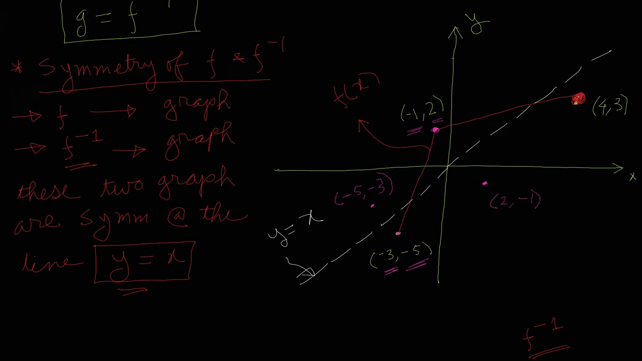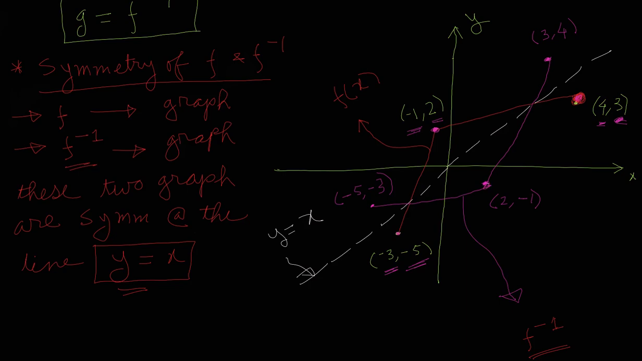Let's now look at the third point. For my third point, my x is 4, y equals 3. So for the mirror image point, my x will be 3 and y will be 4. So I already found all the 3 points. So now the only thing is, I simply join these 3 points. So this is basically the plot of my inverse function.